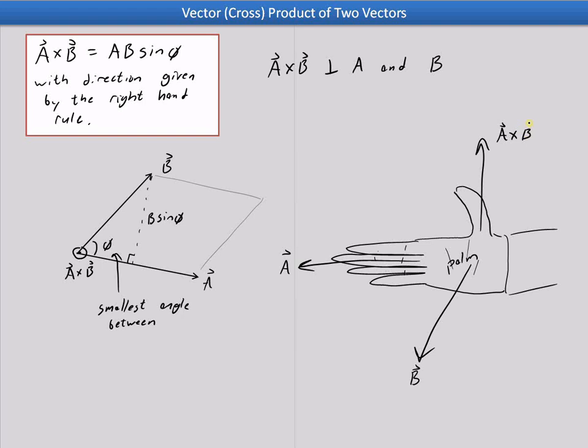This only works if you use your right hand. If you use your left hand, it's a mirror image, and you get the vector going in the opposite direction. So that's why we call it the right-hand rule, because it matches the symmetry of your right hand.